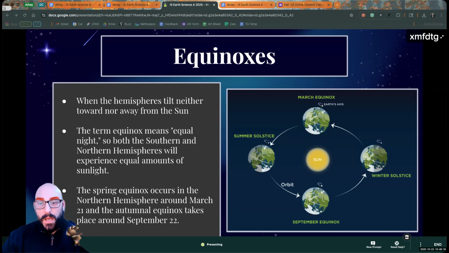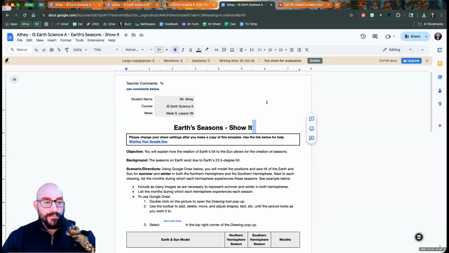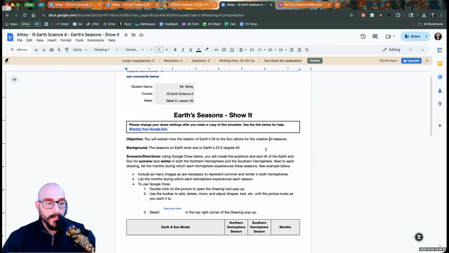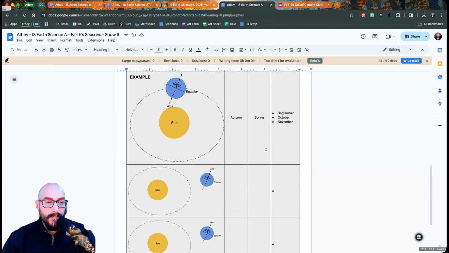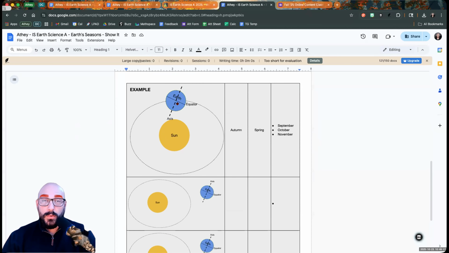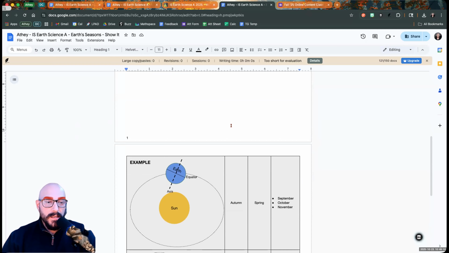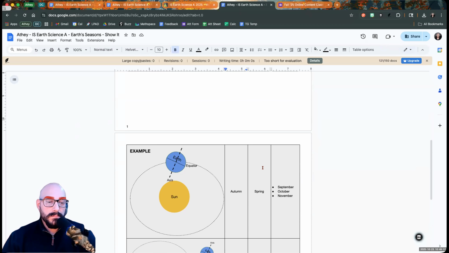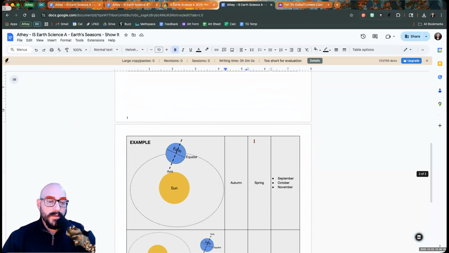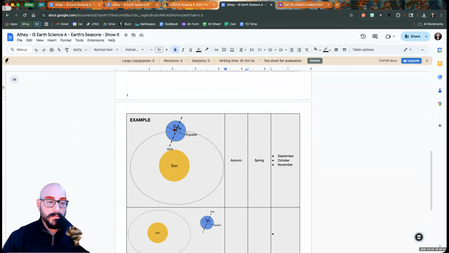Okay. Let's look at the show it really quick. Okay, so here we have Google Drawings, right? So we've got this example here in the northern hemisphere. It's autumn. In the southern hemisphere, this would be spring, right? And that happens in the months of September, October, November.